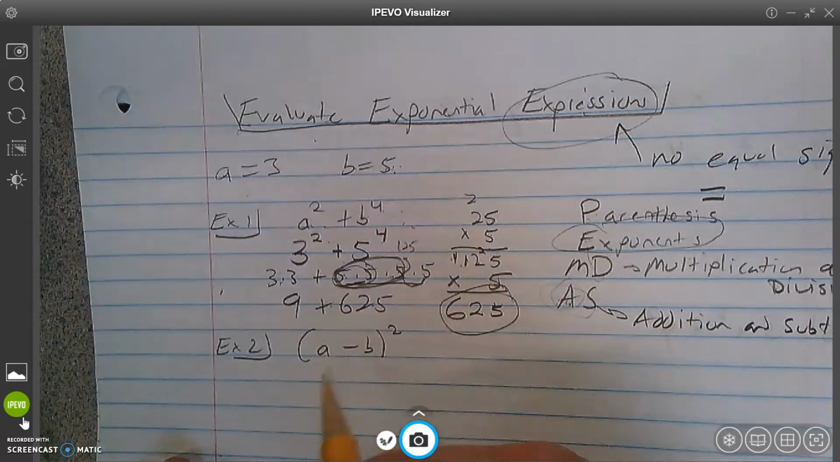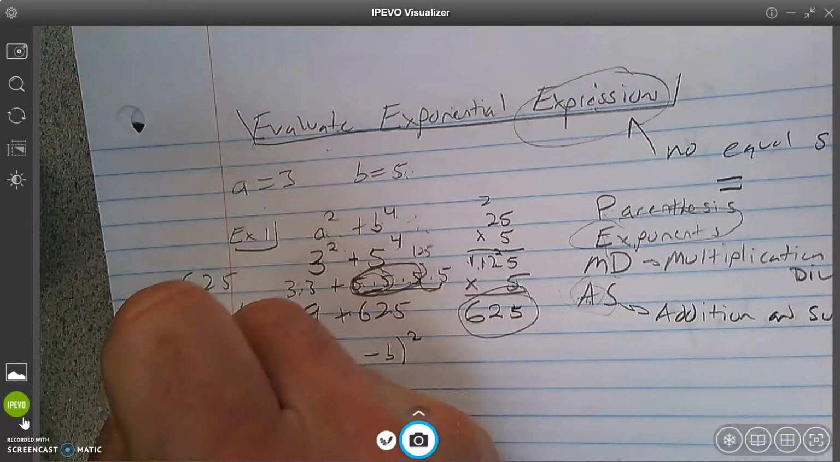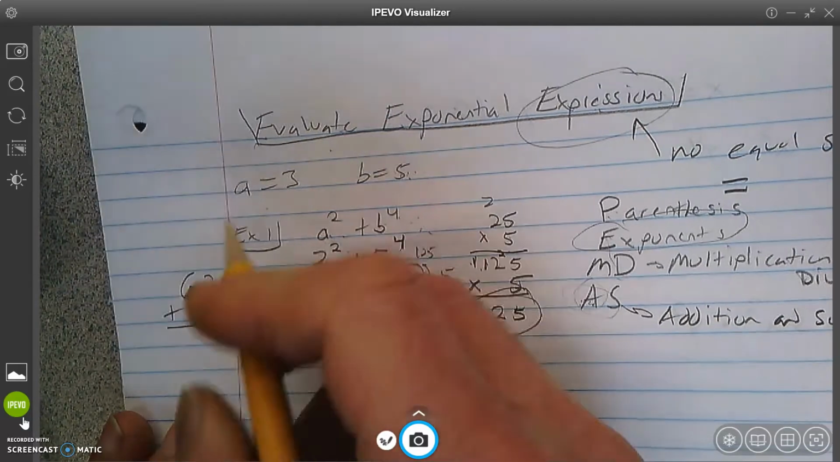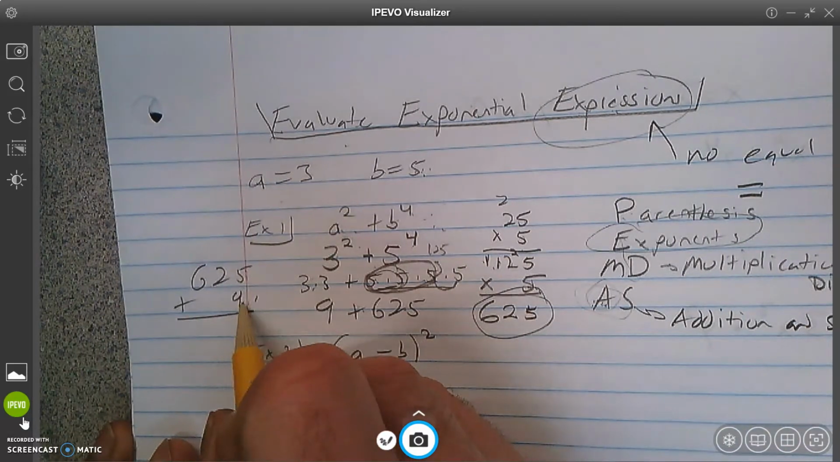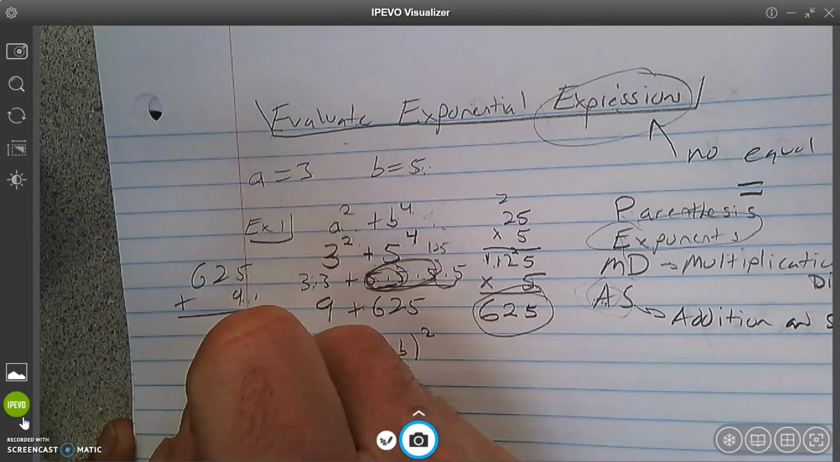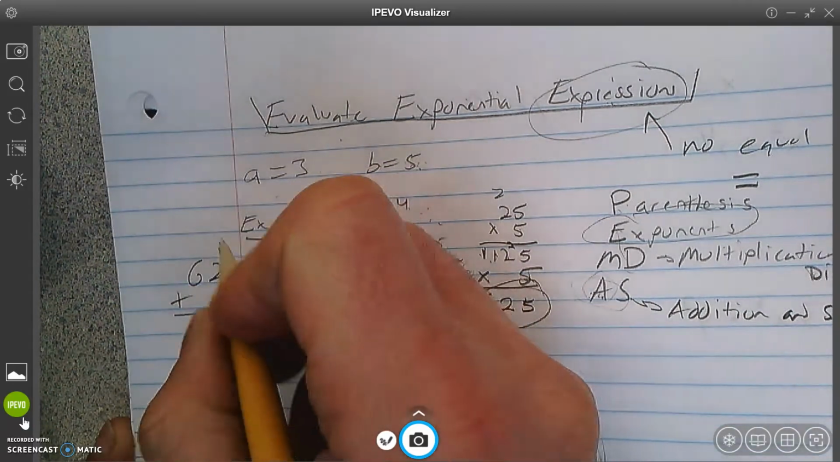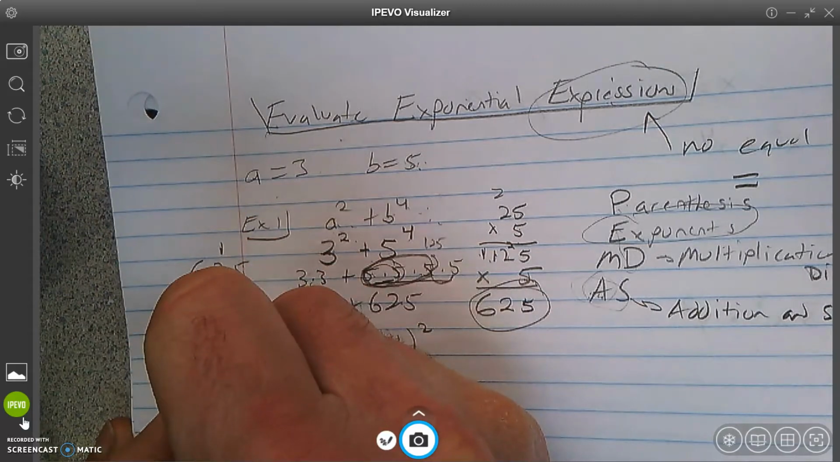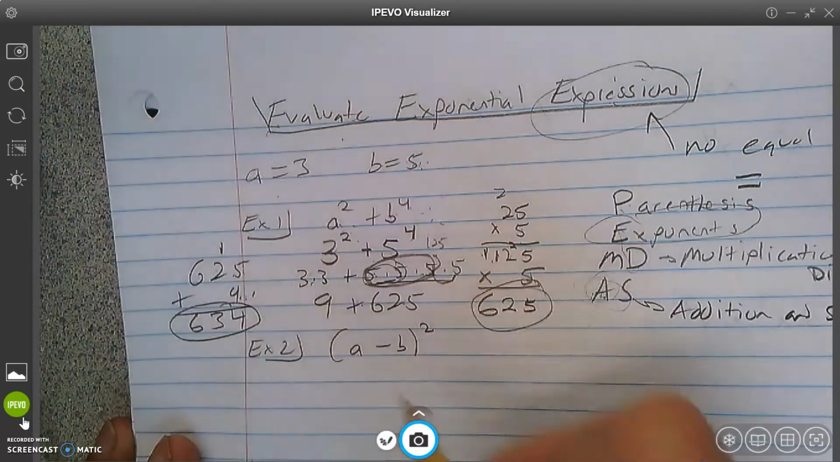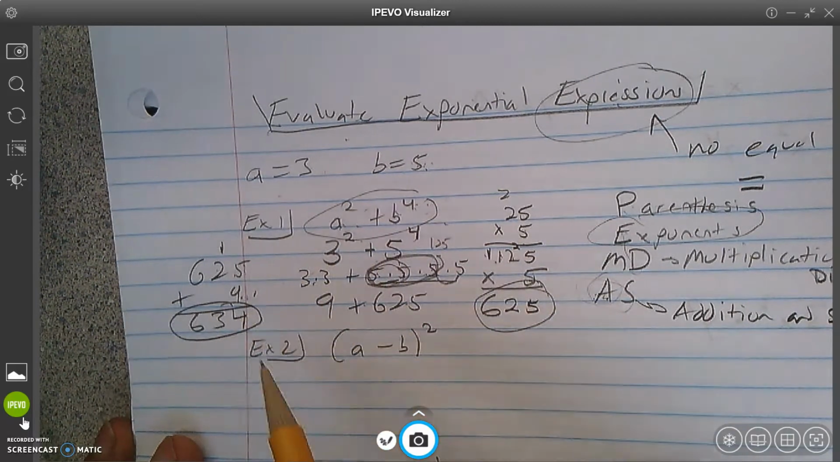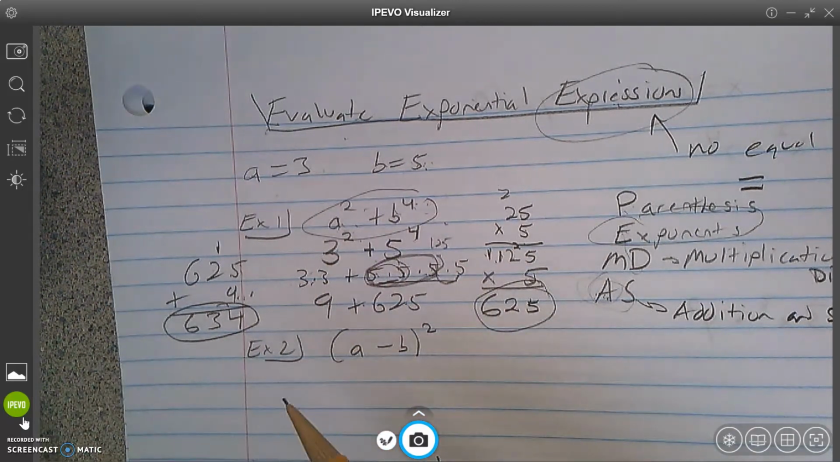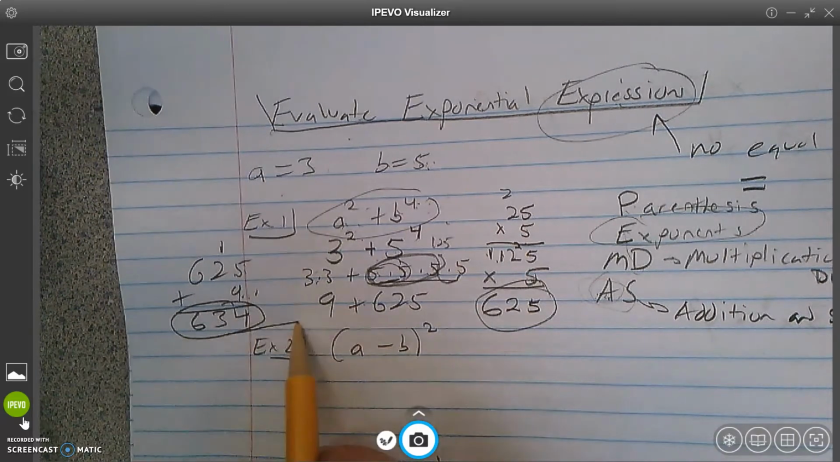That's the last thing, right? So 625 plus 9. Add up the ones place. 5 plus 9 is 14. The 1 goes to the tens place. 1 plus 2 is 3. 634. So A squared plus B to the 4th is 634. Okay. Next.